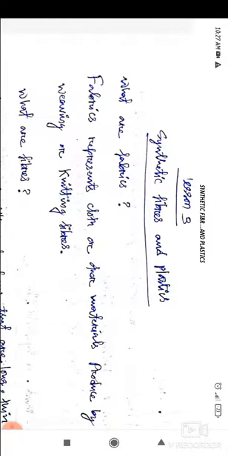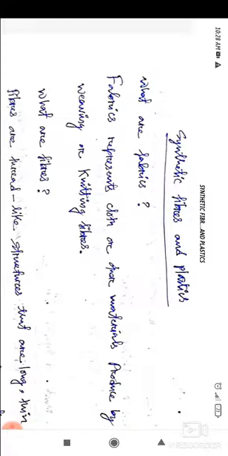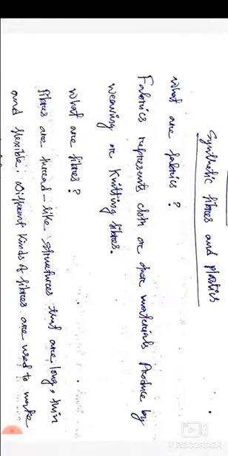So dear students, today we shall discuss synthetic fibers and plastics. Before starting this chapter, we must know what fabrics are. Fabric represents cloth or any other cloth-like materials produced by weaving or knitting of fibers.